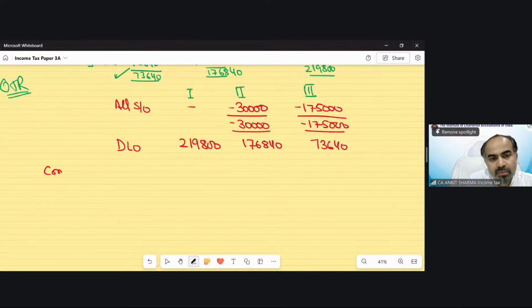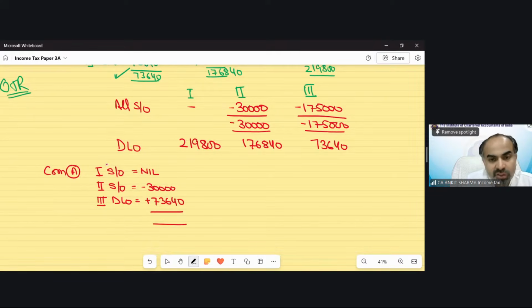Combination A. Suppose we are taking first property as self-occupied, second as self-occupied, and third is deemed let out. So for self-occupied, we need to take the value nil. For self-occupied 2, we need to take the value 30,000. And for deemed let out value, we have to take 73,640. This is my combination 1.